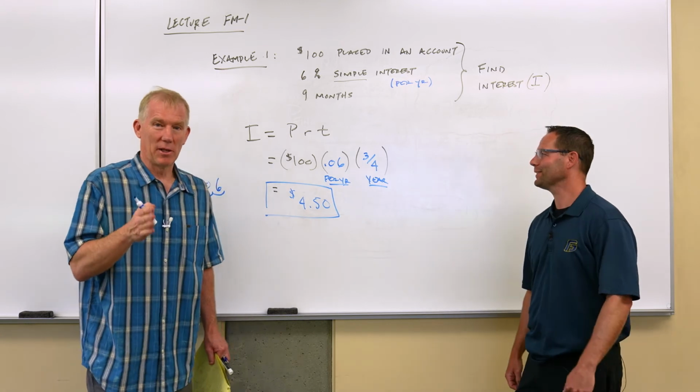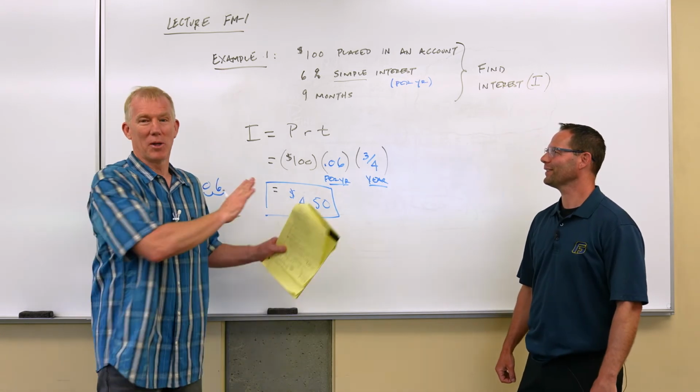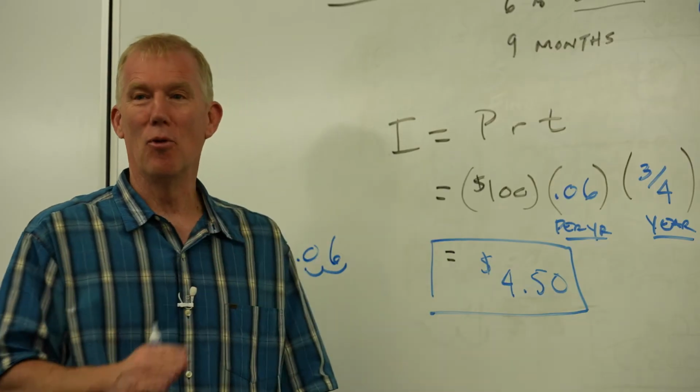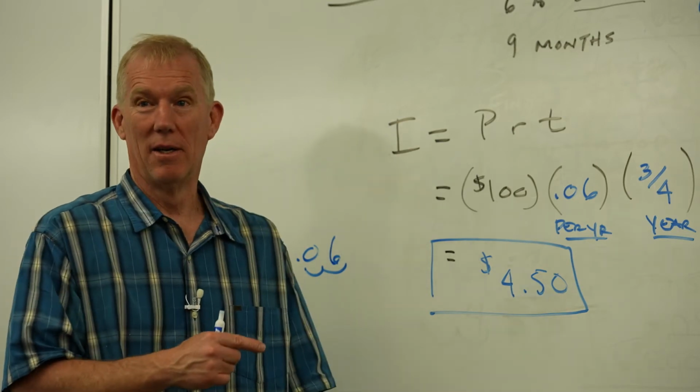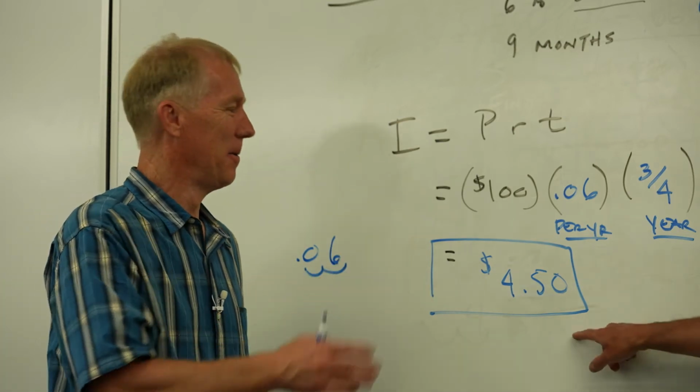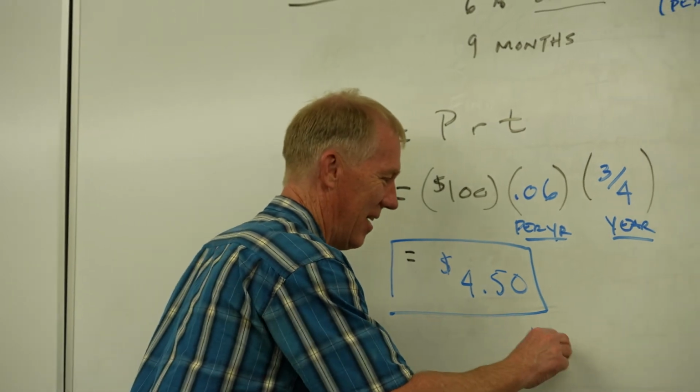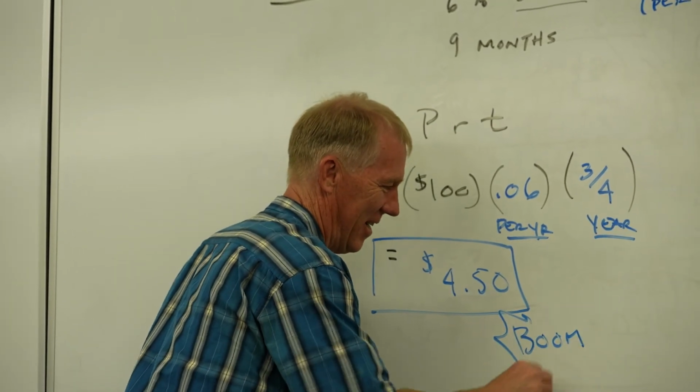When you get an answer in mathematics, we want you to put a boom box around it, which means that's my final answer. And you can even say boom out loud. I would write boom. Boom, yeah. Because it seems like that just puts some authority.